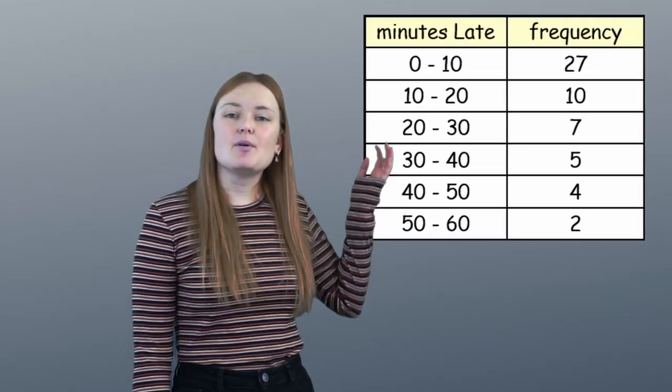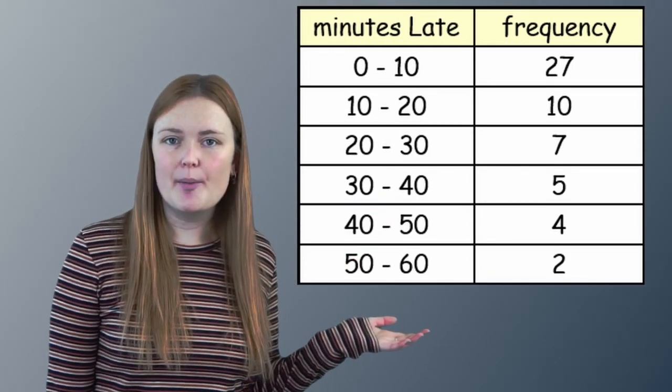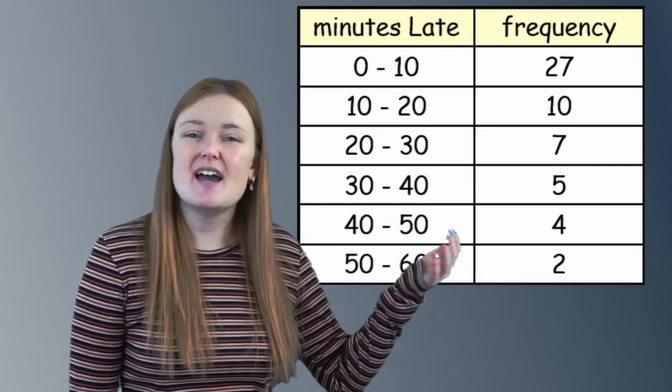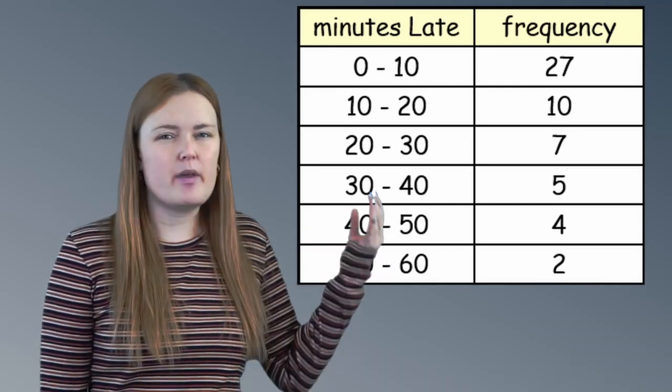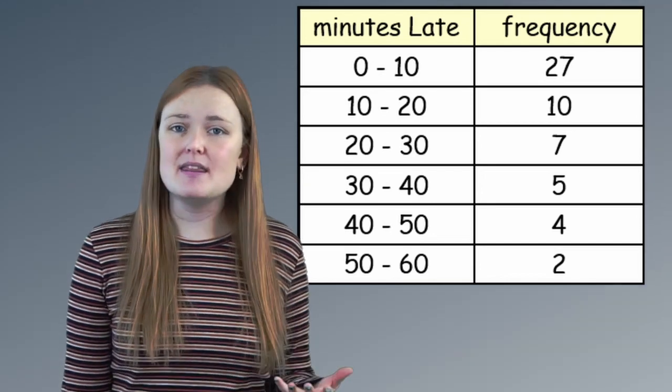So in this table, I've got the number of minutes that some aircraft are late at Heathrow Airport. So I've got 0 to 10, 10 to 20, 20 to 30, and so on. So instead of having exact values, I just know that my points are within those ranges. So we're going to estimate for the mode, the median, and the mean this time.